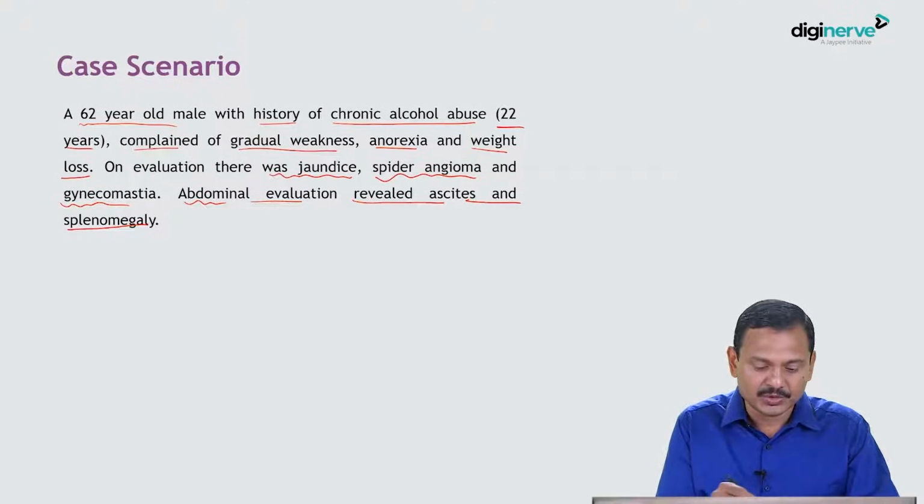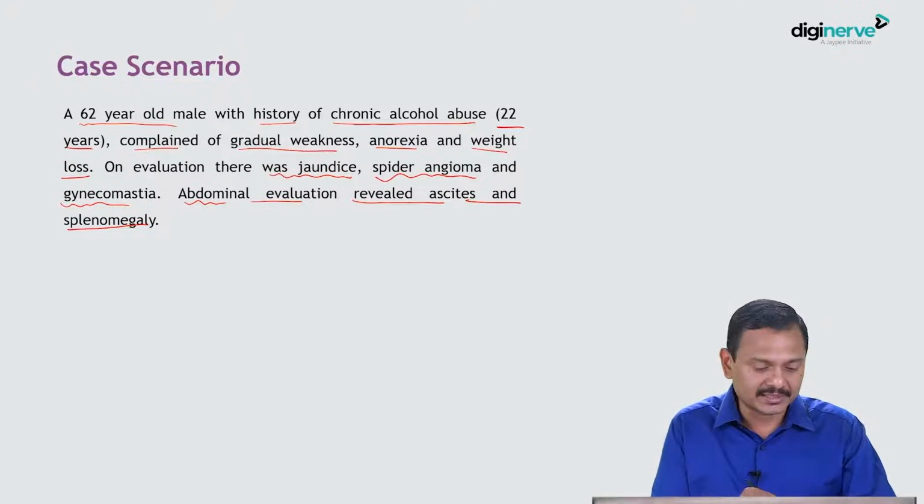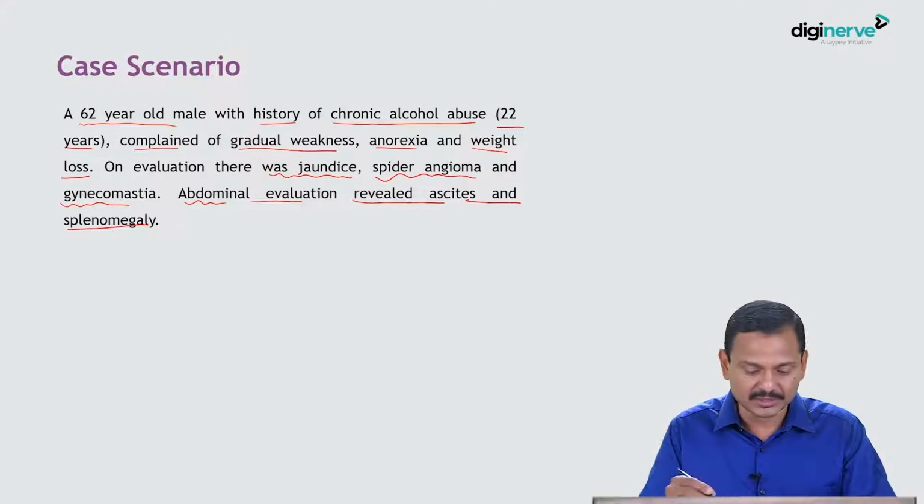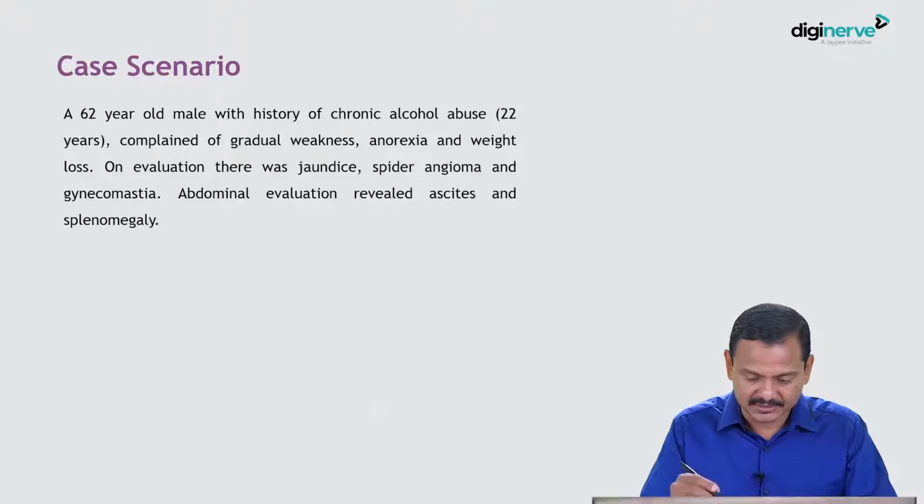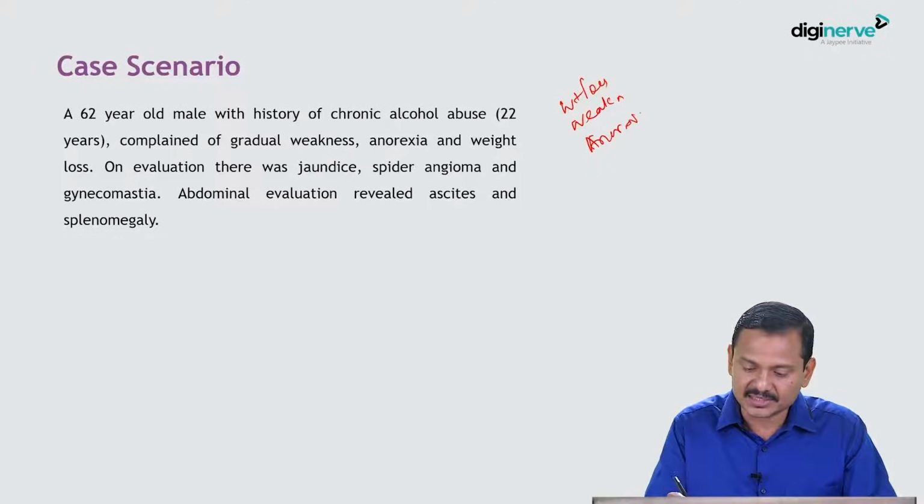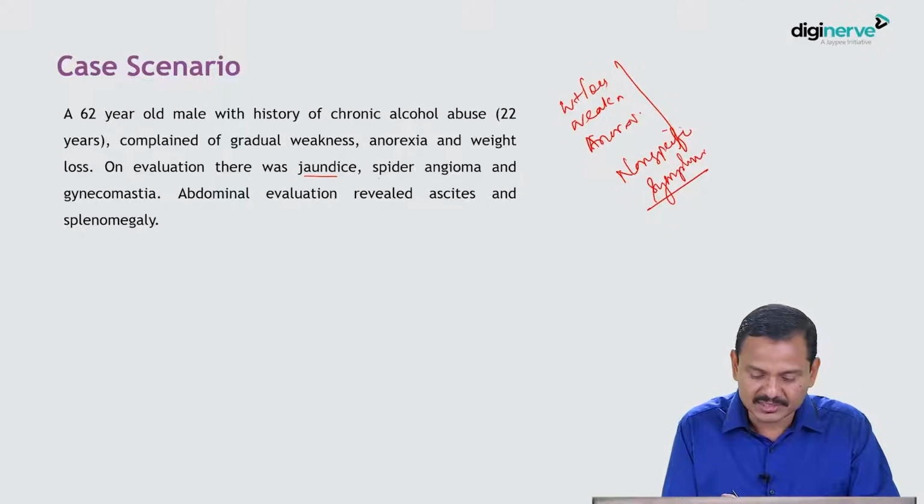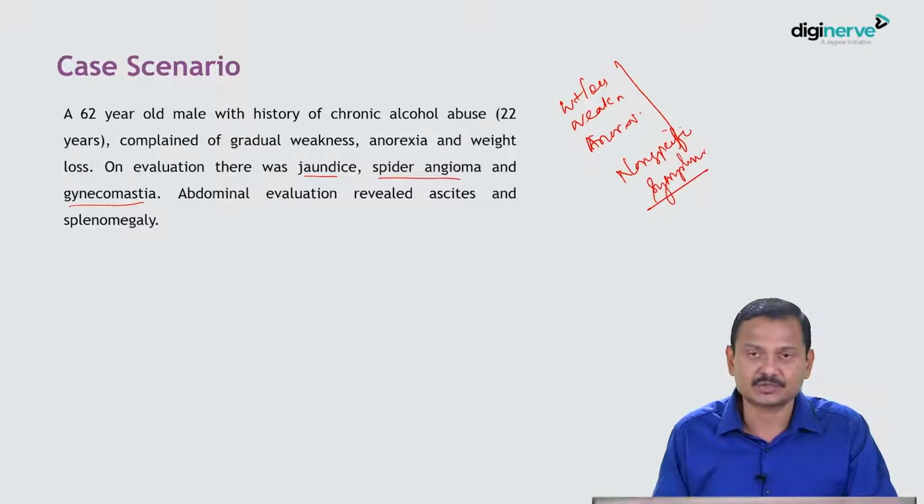Now I hope you have got an answer to what clinical condition the patient is going through, but if you have not got it, then we will discuss it. So he has weight loss, weakness, and anorexia. All these three are non-specific symptoms, they can come in any disease. Then he has jaundice, spider angioma, and gynecomastia.